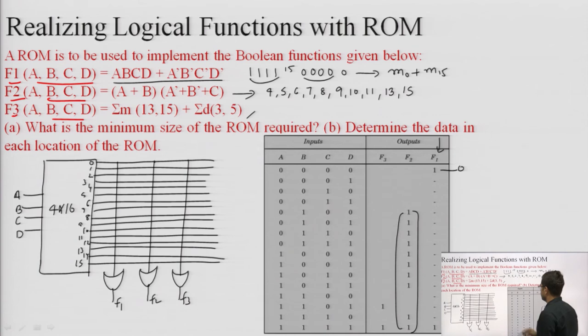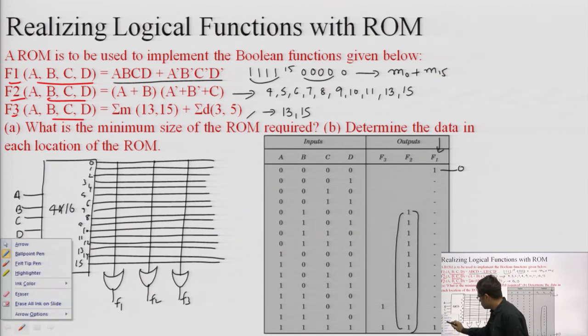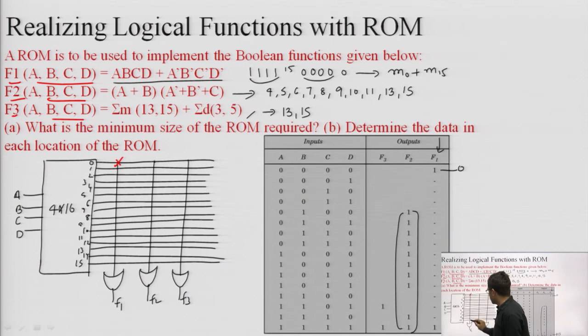And for this we can check that there are 2 minterms, 13 and 15. So, the first function F1 is 0 and 15. So, I will be using 0 and 15. Similarly, for F2 I am having 4, 5, 6, 7, 8, 9, 10, 11 and then 13, 15. And for F3 I am having 13 and 15.